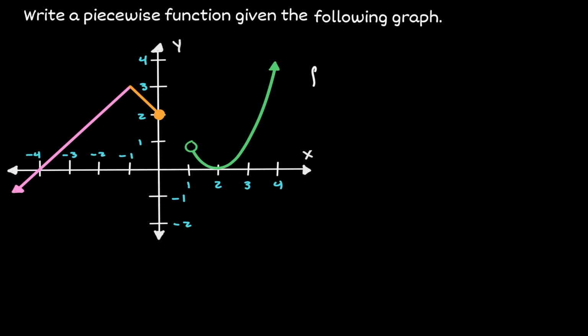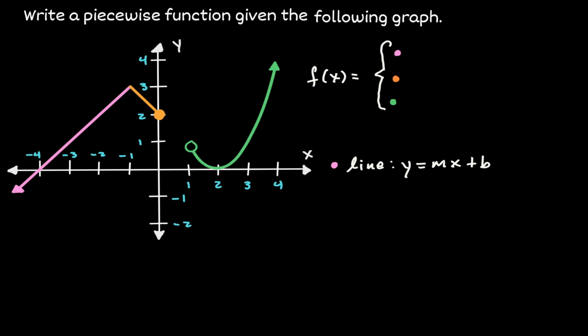So now let's write our piecewise function. The first line is going to be the function in pink, the second line is going to be the function in orange, and the third line is going to be the function in green. Let's start by looking at the function in pink. One thing that we can notice about this section in pink is that it's a straight line, so this function can be defined as y equals mx plus b.